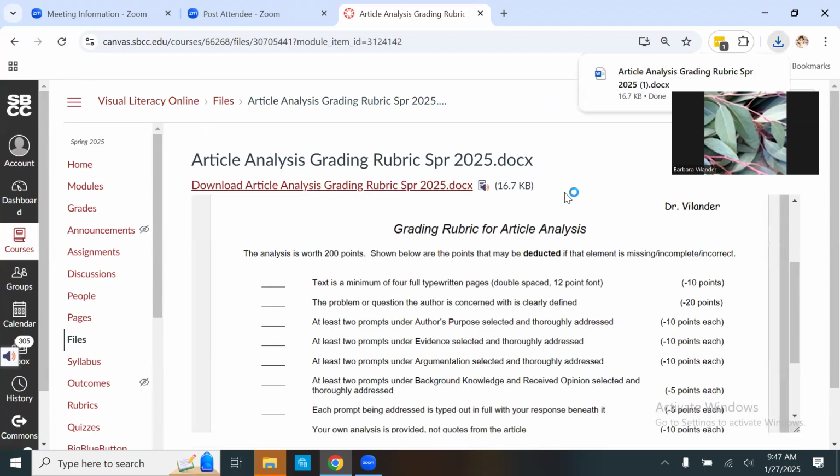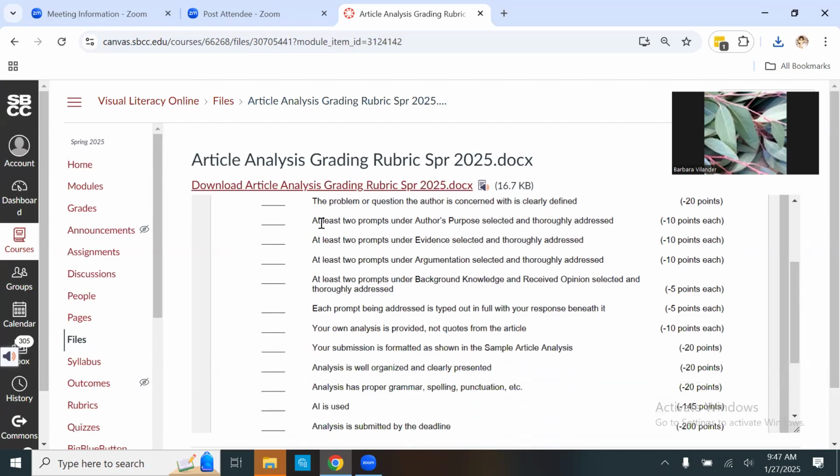So the grading rubric shows you points that may be deducted if you don't have this element. So is your text a minimum of 4 full typewritten pages, double-spaced, 12-point font, just the way you would normally type a paper, okay? Did you begin by defining the problem or question the author is concerned with? Did you do at least 2 prompts under author's purpose? Did you do evidence, argumentation, background knowledge, and received opinion? Did you type the prompt out?